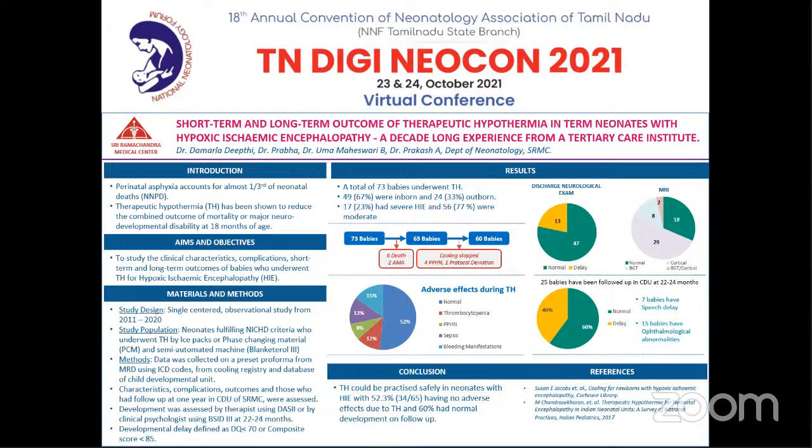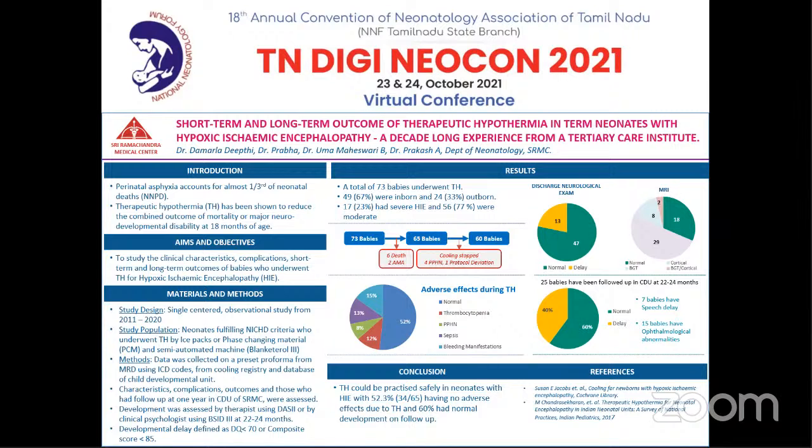Out of these 60 patients, 1/3 have been followed in the child developmental unit in our hospital, out of which 60% have normal development at 22 to 24 months and 40% have a developmental delay. Out of this, 7 babies have speech delay and 15 babies have ophthalmological abnormalities.